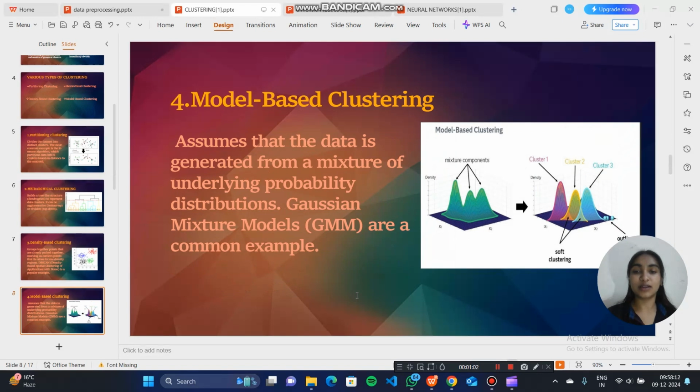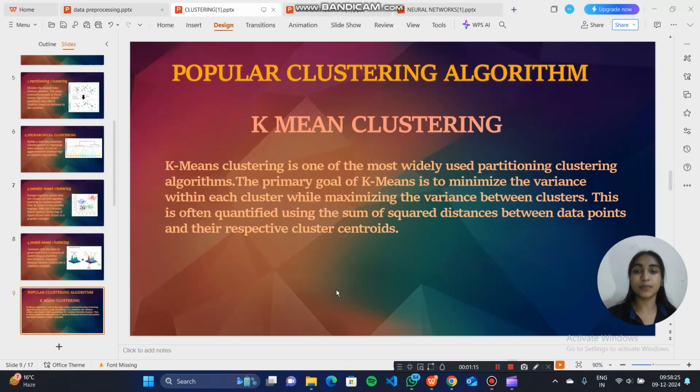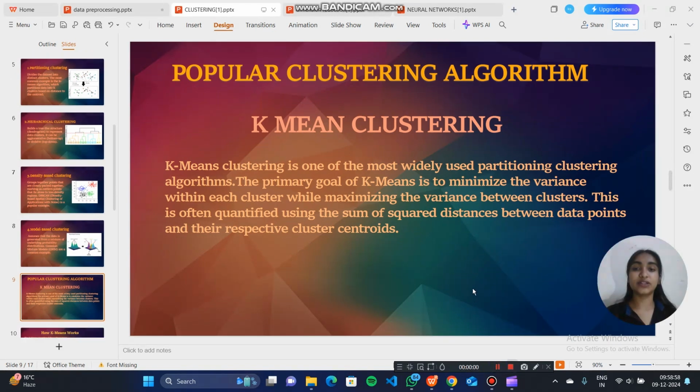Fourth, model-based clustering. It assumes that the data is generated from a mixture of underlying probability distributions. Gaussian mixture models are a common example. Algorithm of popular clusterings are: first one is k-means clustering.